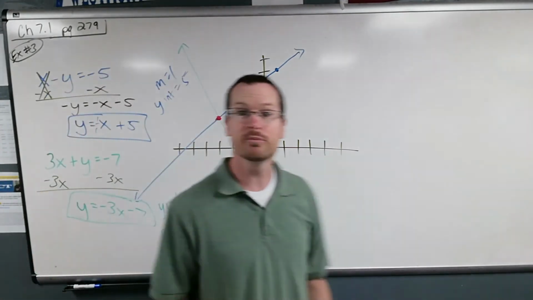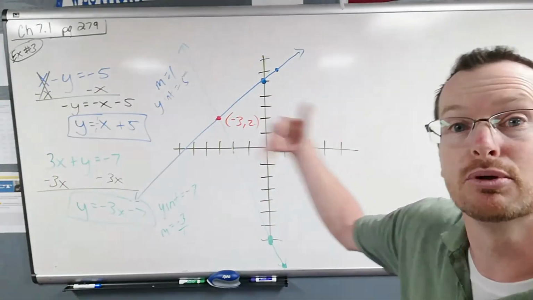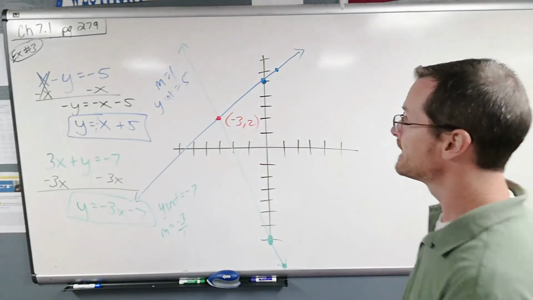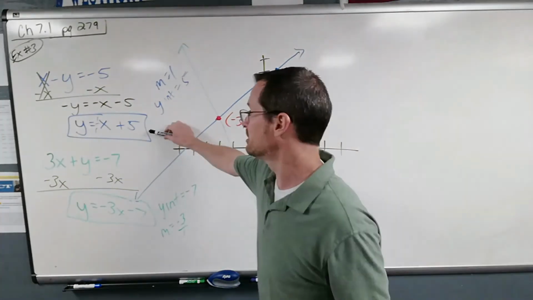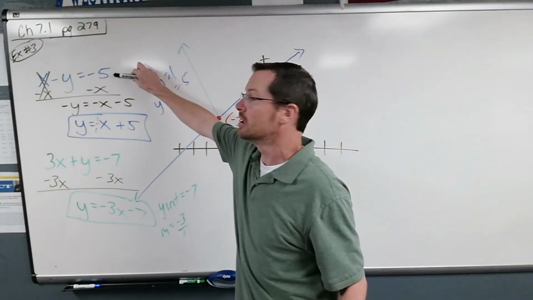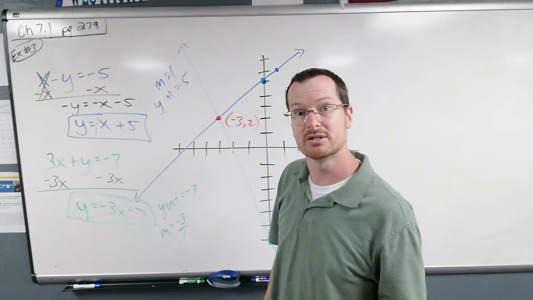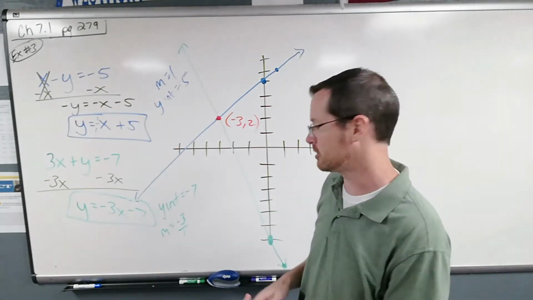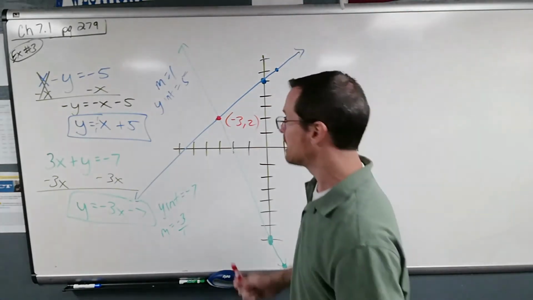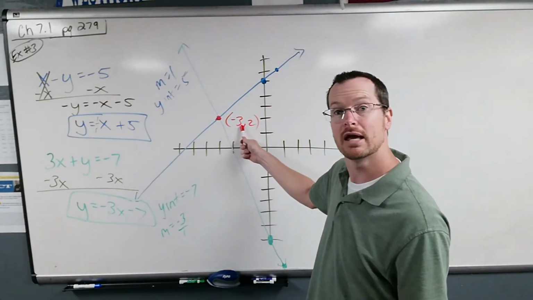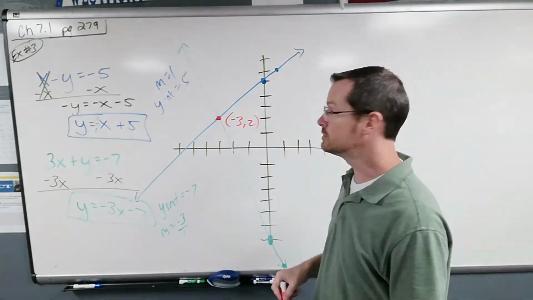I got to plug that into my original two lines. I got to plug it into my blue line. I got to plug it into my green line. So it's probably traditionally good to plug it into the original one, not the y-intercept form, just in case you made a mistake, but it doesn't make a difference if you do your math correctly. So I'm going to take my red pen right there, and I'm going to plug in my x value, negative 3, and see if I get a y value of 2, see if it works.